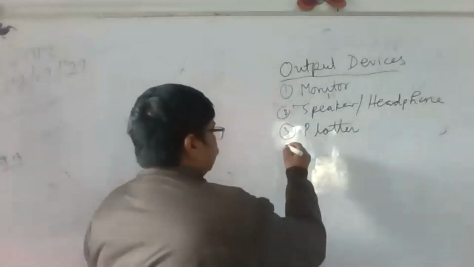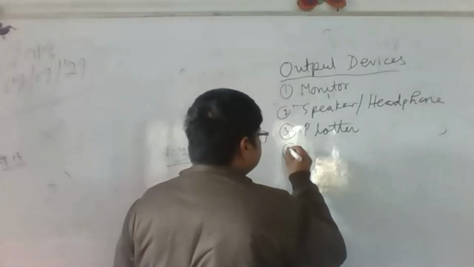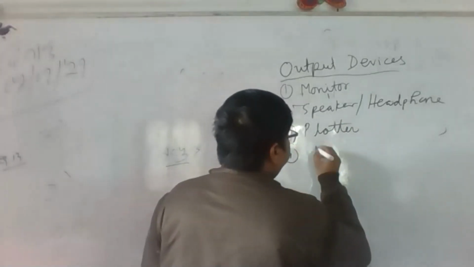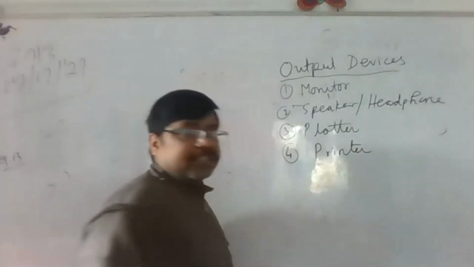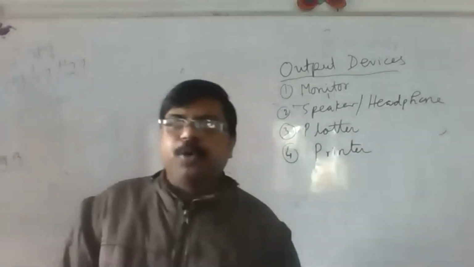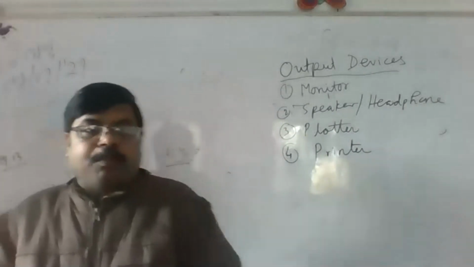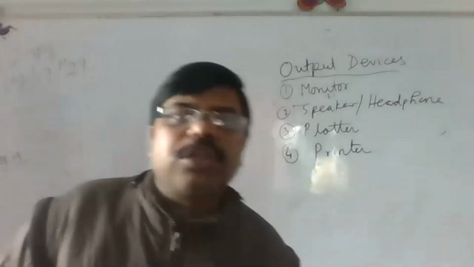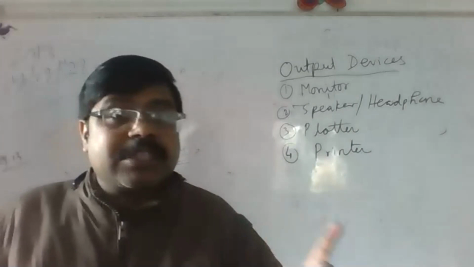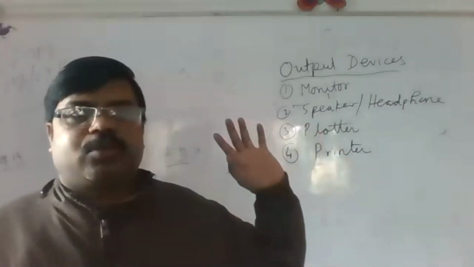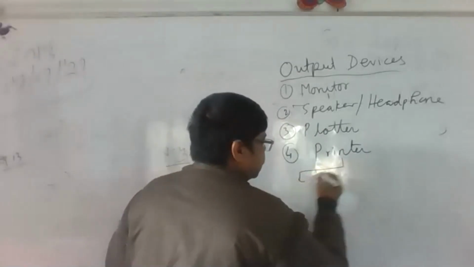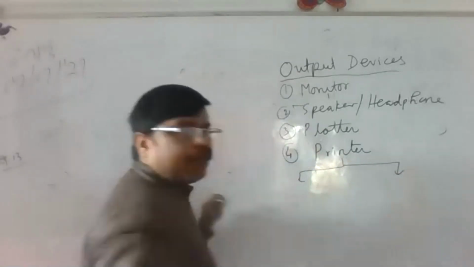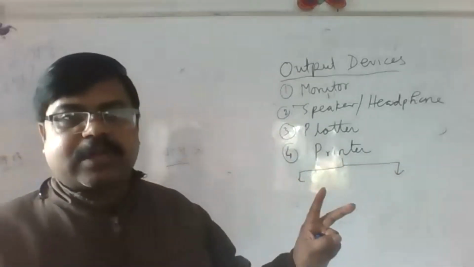But if you have to show this output on a large area on the paper, then only a plotter can help you. Now, the next one is your printer. This is the best output device, because it will give you the output. Which output? Hard copy output.